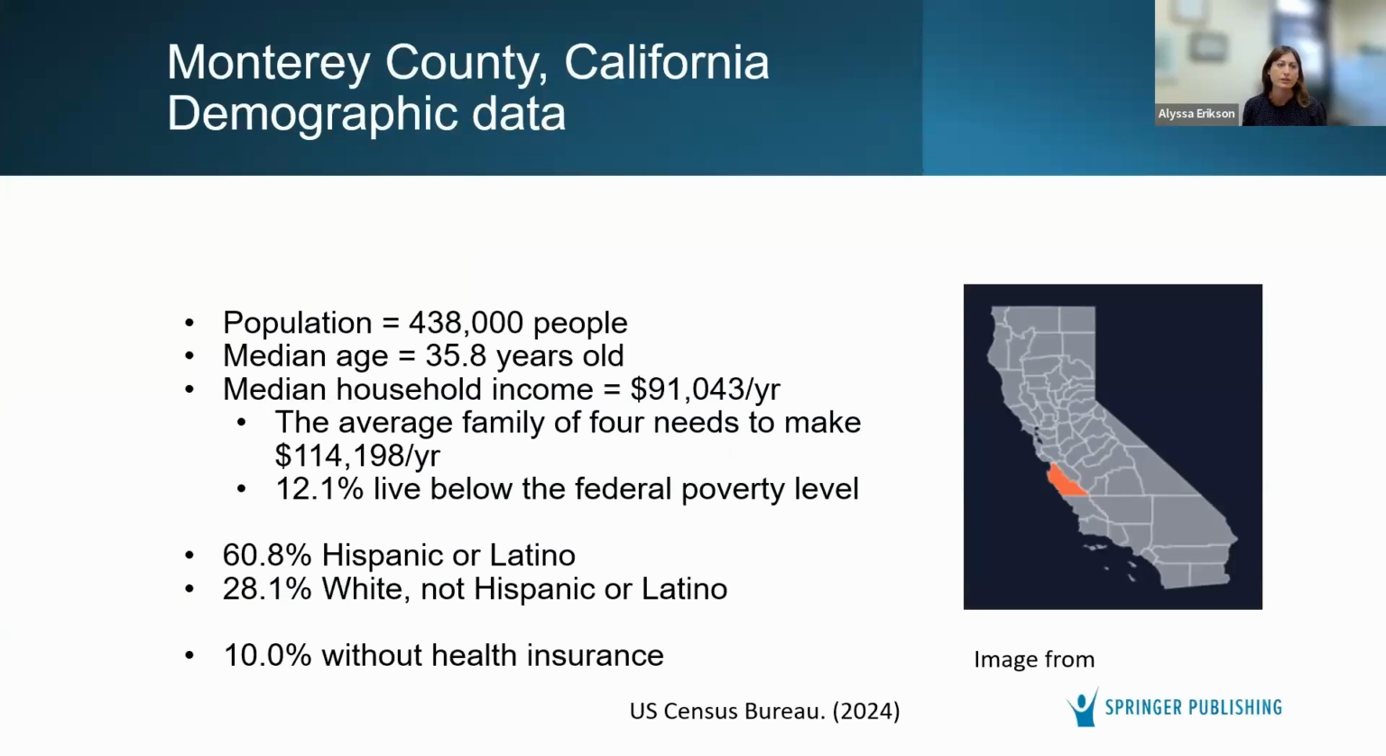It's the 17th largest county in California, with 58 counties in the state. So our population is about 438,000 people. The median household income is 91,000 a year, but this is really a high cost area, and so people need to make much more than that to afford living here. About 12% live at or below the federal poverty level. And the majority of the population, 60%, identify Hispanic or Latino, which is higher than the state's population. 10% are without health insurance.